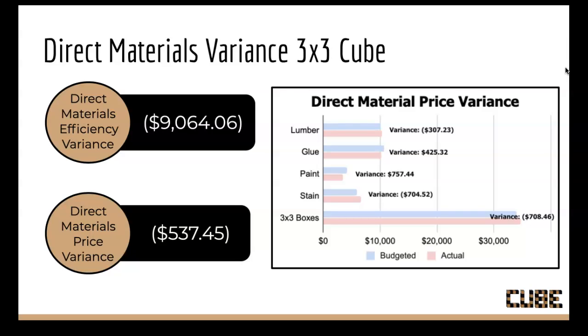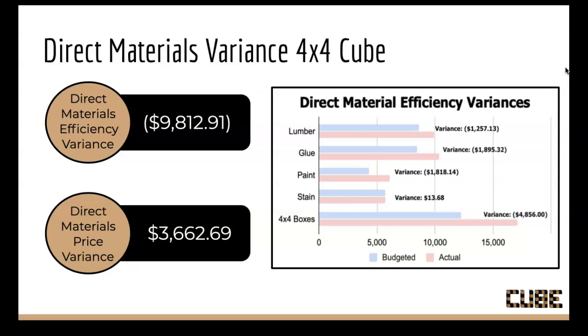And this was due to a couple of things. First, stain and our 3x3 boxes both had large unfavorable variances. Stain had an unfavorable variance of $704.52, and our 3x3 boxes had an unfavorable variance of $708.46, and that was partially offset by paint having a large favorable variance of $757.44.